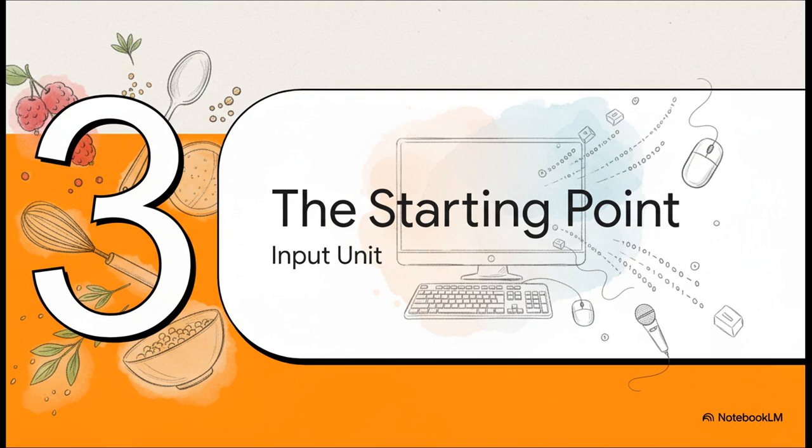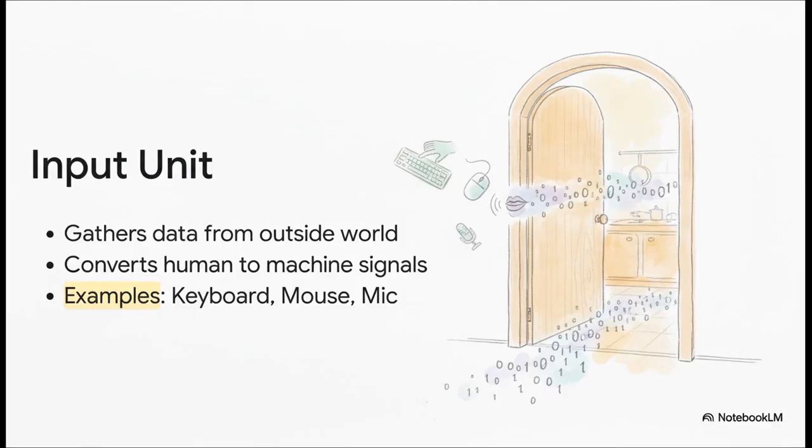The very first step in any recipe is, of course, to get your ingredients. For a computer, this means getting that raw data into the system in the first place. This is the job of what we call the input unit. Devices like your keyboard, your mouse, a scanner, or even a microphone. They take what we do out here in the human world, typing, clicking, speaking, and they translate it into a language the computer can actually work with. They're basically the front door to the kitchen, letting all the groceries in.